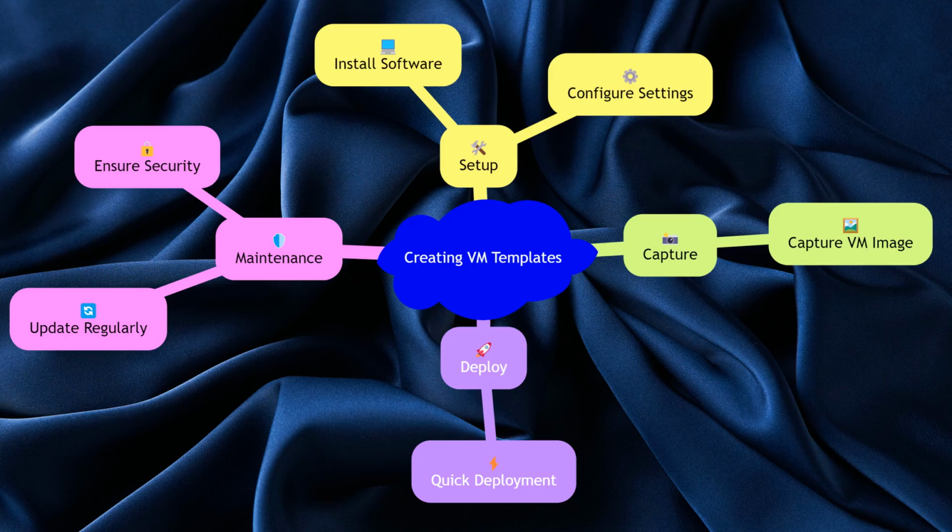Creating VM templates involves setting up a virtual machine with all the necessary software and configurations, then capturing its state as a template. This template can then be used to deploy new VMs quickly. We'll walk through the steps of creating a VM template, including installing required software, configuring settings, and capturing the VM image. We'll also discuss best practices for maintaining and updating your VM templates to ensure they remain current and secure.